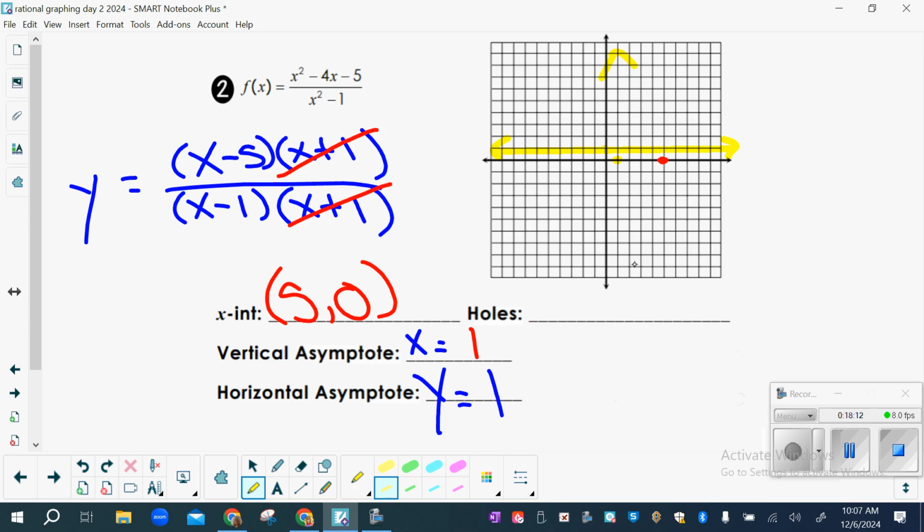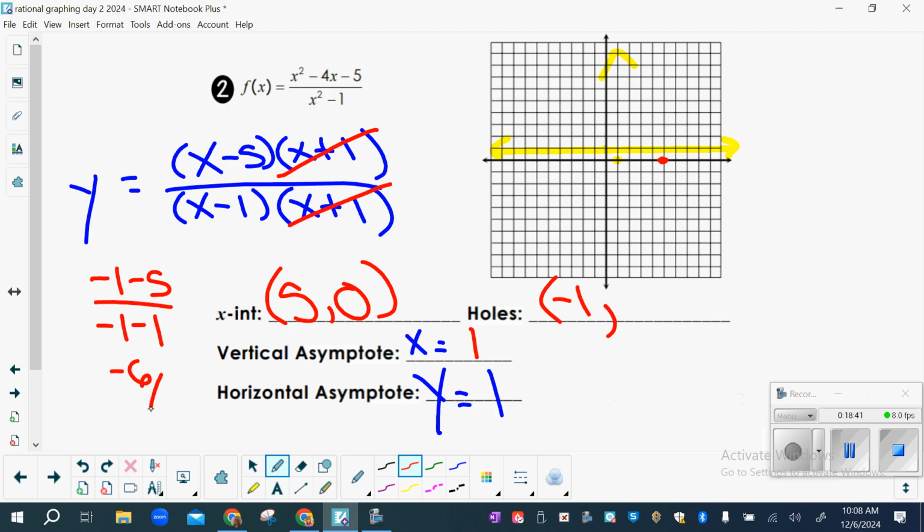The last thing to do is, let's see if it's got a hole. It does have a hole. You know where the hole is at, x equals -1, but to get his partner, I got to plug it into these guys. So -1 minus 5 over -1 minus 1. It looks like it's going to be -6 over -2 or 3. And I would go -1, 3, and I put a little hole right there. So -1, 3.